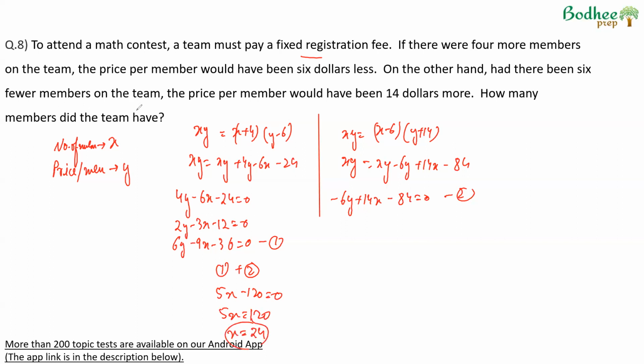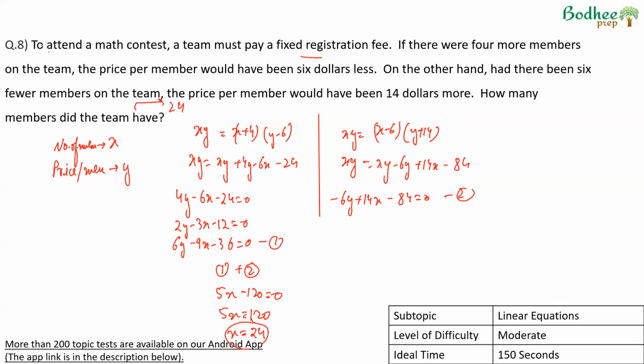How many members did the team have? The team had 24 members. I think this question for me would be moderate, again, because the equation is simple and the xy term cancels out. But as compared to the other questions in this test, this would probably be the most difficult question of this test till now, and therefore attempt time would be about 2.5 to 3 minutes.